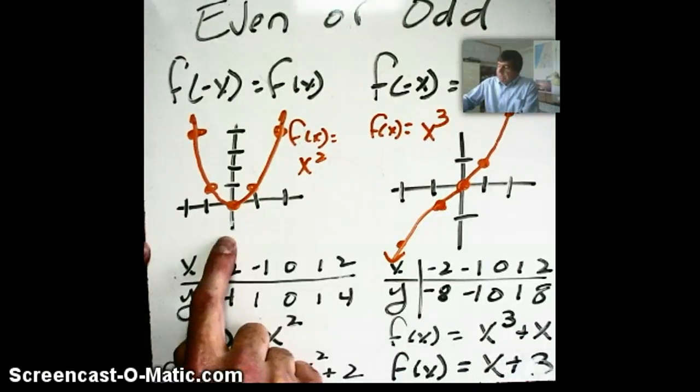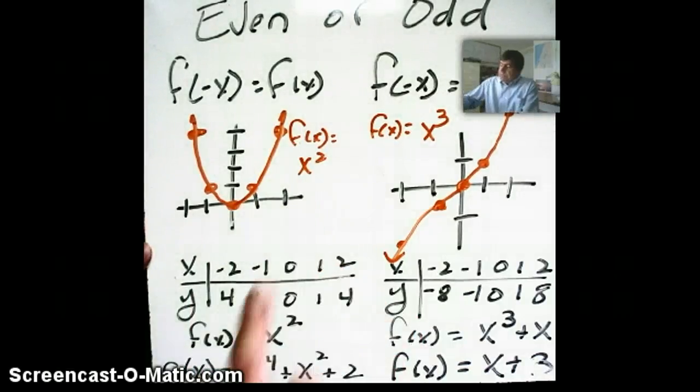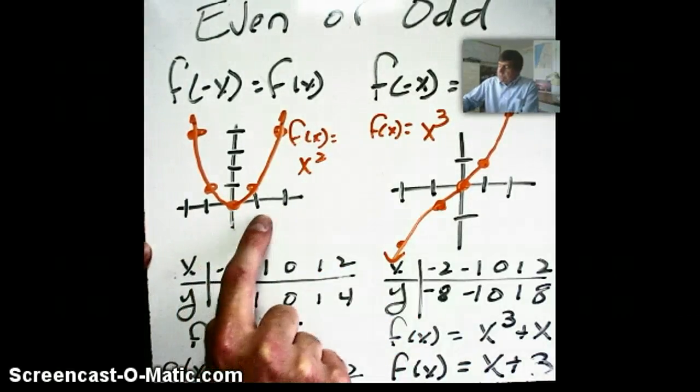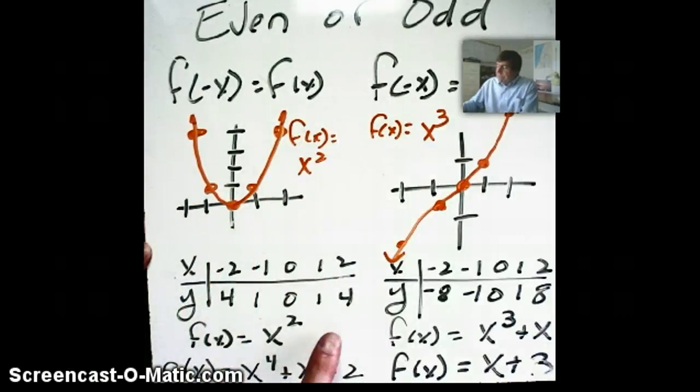Here I have a graph. F of x is equal to x squared. So square 0, I get 0. Square 1, I get 1. Square 2, I get 4. Now here's my table of values right here. Now my question is, what is f of 1? F of 1 is 1.